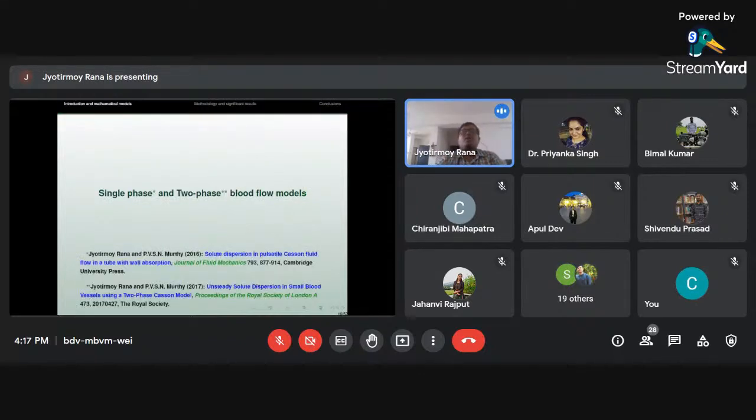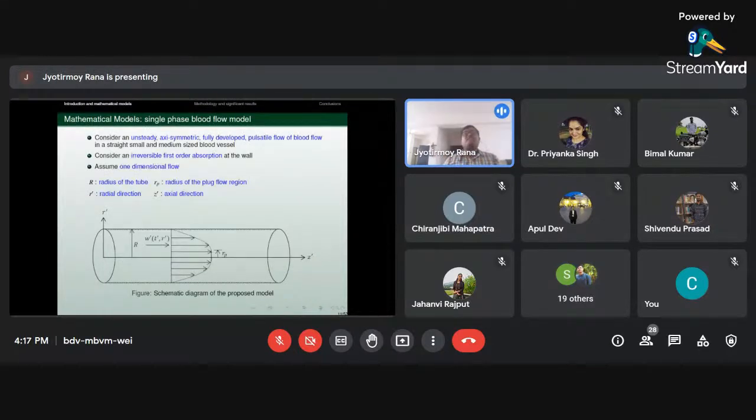So now I want to discuss two relevant blood flow models, that is the single phase and two phase models. And what are these models? I will discuss them. At first I start with the single phase blood flow model.